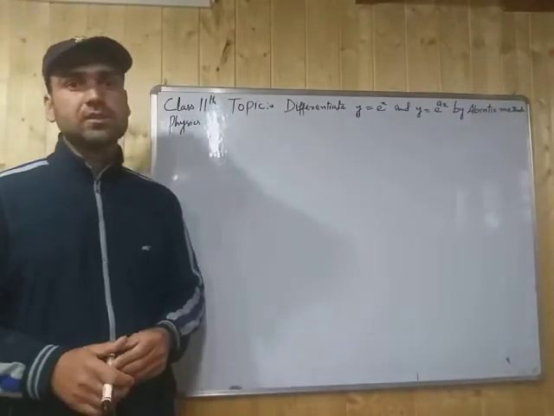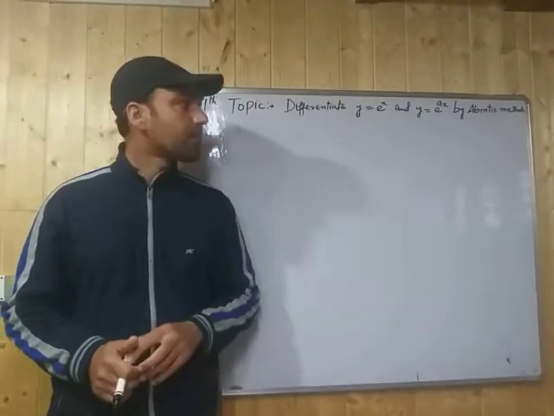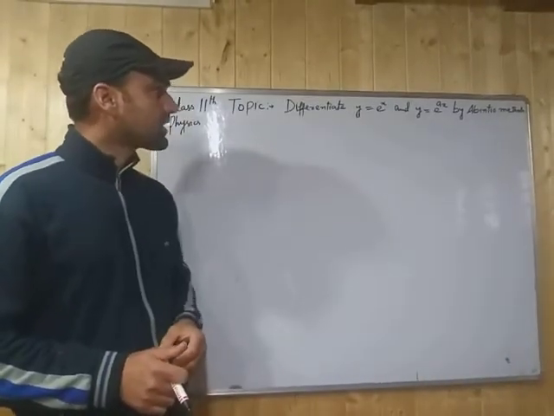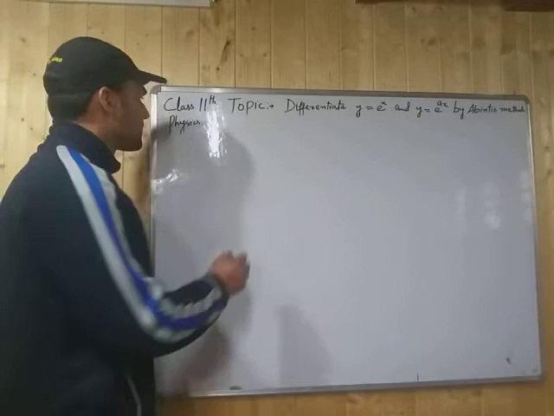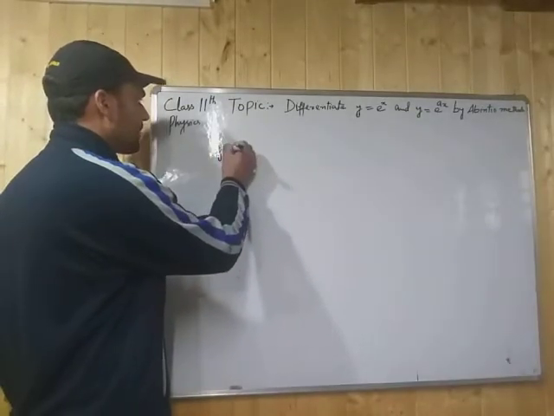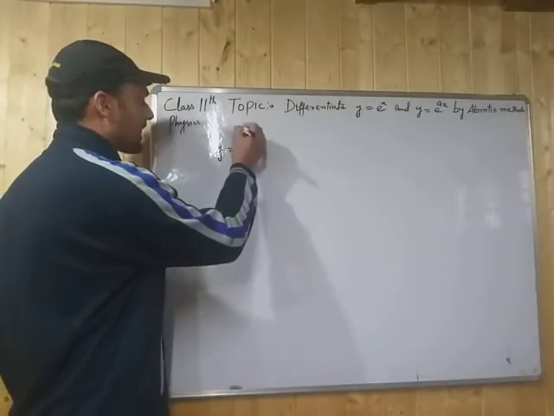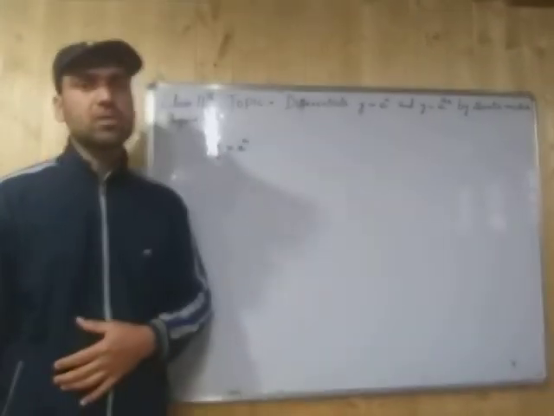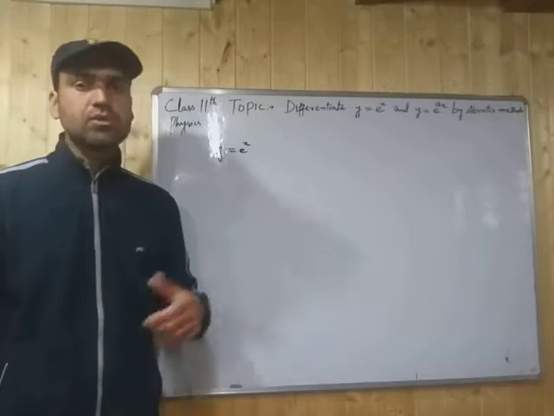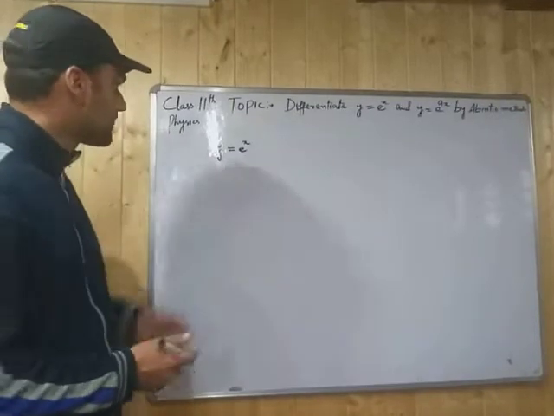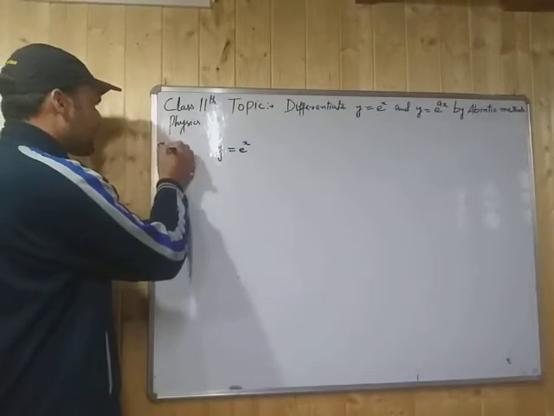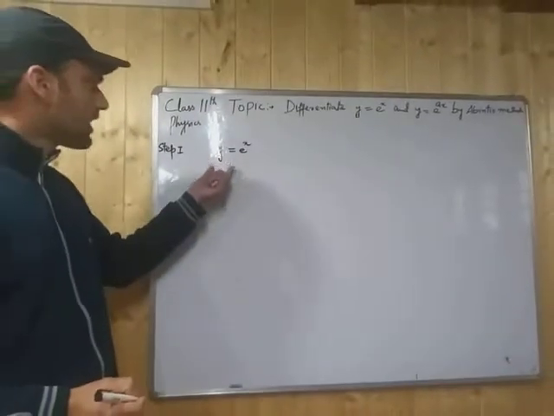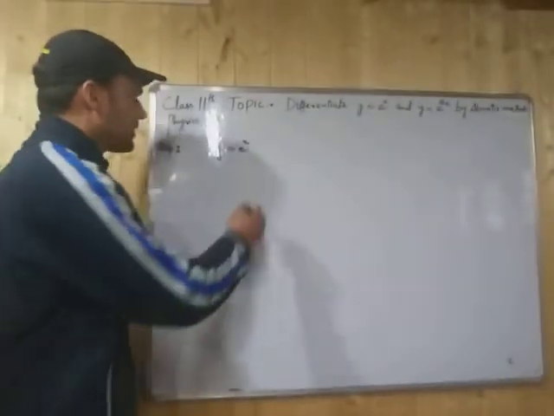So we know that this Ab initio method is based on 5 steps. So we will apply these 5 steps to solve these functions. So very first function is y equal to e raised power x. Step first, we should have a function, and the function is y equal to e raised power x. So this is equation first.